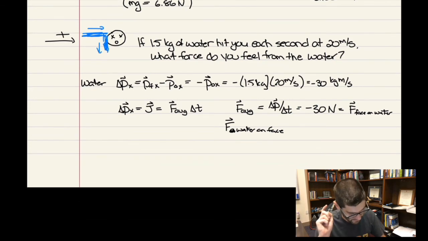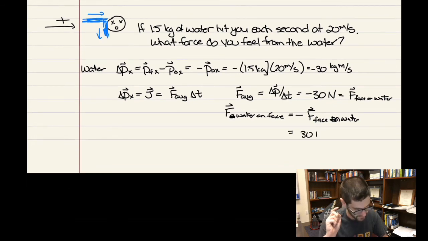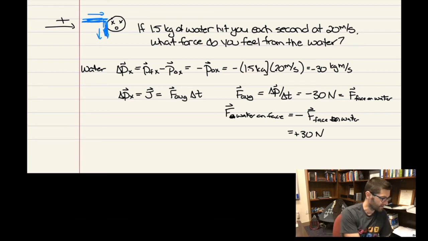The force of water on face, by Newton's third law, is just equal and opposite to the force of the face on the water. So what your face feels is a force of plus 30 newtons. Plus meaning you feel a force pushing you to the right, as would be expected if I was pointing the hose to the right. Alrighty. That is impulse and momentum. Next lecture, we start to think about how this quantity may or may not be conserved.